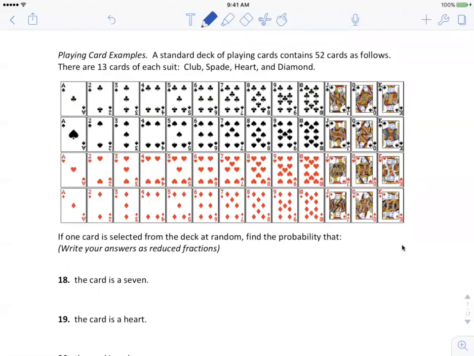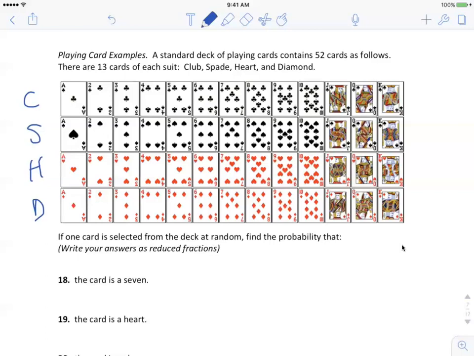All of the questions about cards are going to be based off of this graphic. It's a standard deck of playing cards. It contains 52 cards, and there are 13 cards of each suit. A suit is the image you see on each card. There's the clubs, that's the first one. These are the clubs, and then we have the spades and the hearts and the diamonds. The clubs and the spades are black cards, and the hearts and diamonds are red cards.